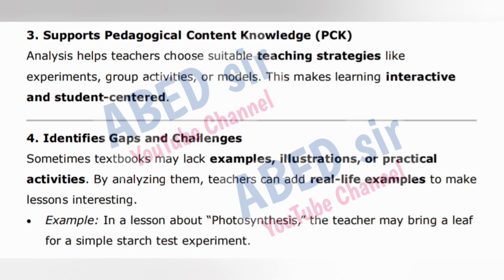4. Identifies gaps and challenges. Sometimes textbooks may lack examples, illustrations, or practical activities. By analyzing them, teachers can add real-life examples to make lessons interesting. Example: in a lesson about photosynthesis, the teacher may bring a leaf for a simple starch test experiment.